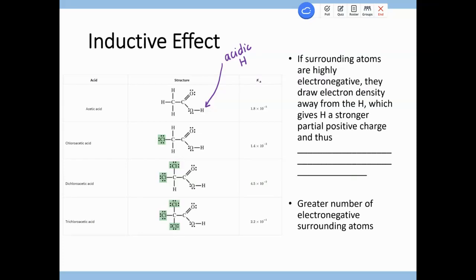So if surrounding atoms are highly electronegative, they draw electron density away from the acidic hydrogen, which gives that hydrogen a stronger partial positive charge, and thus it is easier to fully ionize to a proton. So if you have a greater number of electronegative atoms surrounding the acidic hydrogen, that acid is stronger. This can increase the acidity of the overall molecule by adding those atoms in.